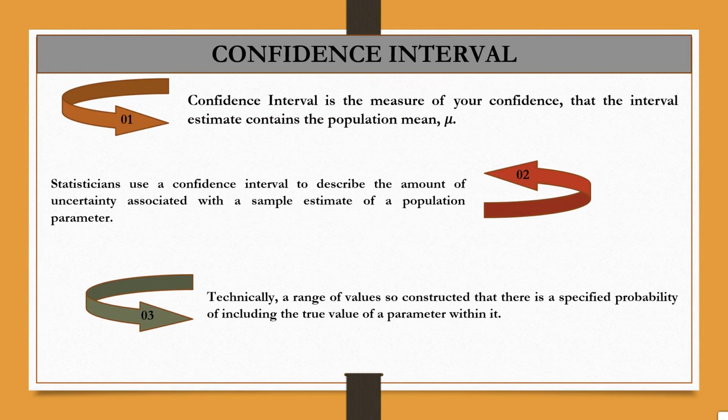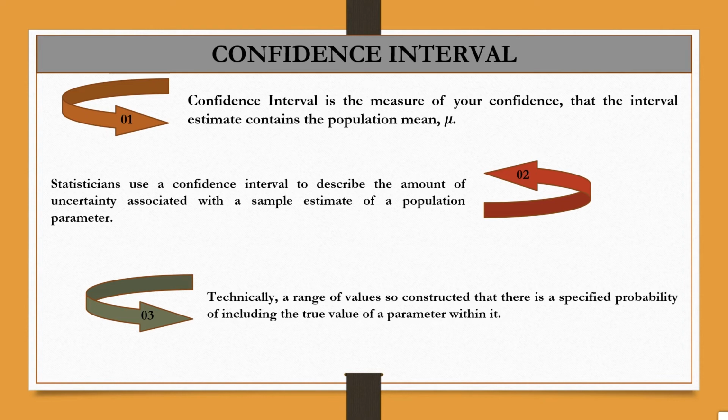Confidence interval is one of the most significant measures used to check how essential a machine learning model is. So, what is a confidence interval? A confidence interval is a measure of your confidence that the estimated interval contains the population parameter or the population mean or any of those parameters. Statisticians use confidence intervals to describe the amount of uncertainty associated with the sample estimate of a population parameter.